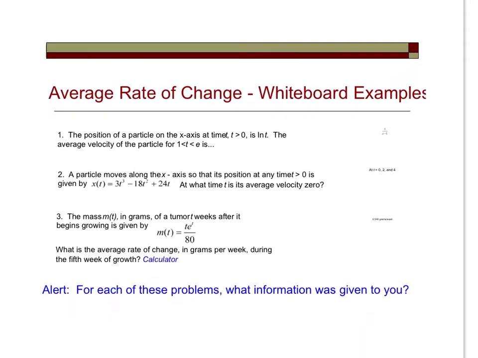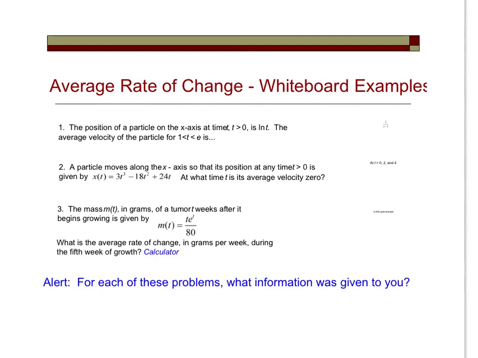Okay, let's look at a couple examples here. I don't necessarily want you to solve them, I just want you to be able to set it up given the information. We are told that the position of a particle on the x-axis at a certain time t, where t must be greater than 0, is the natural log of t. So that's my position function. What would be the average velocity between 1 and e? Well, again, we'd go the natural log of e minus the natural log of 1 all over e minus 1.